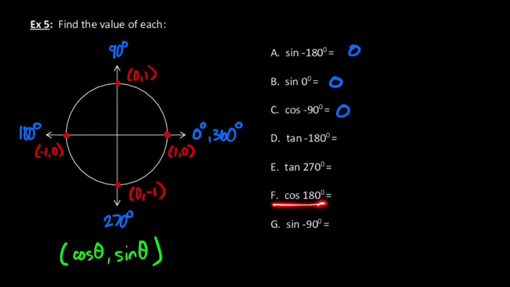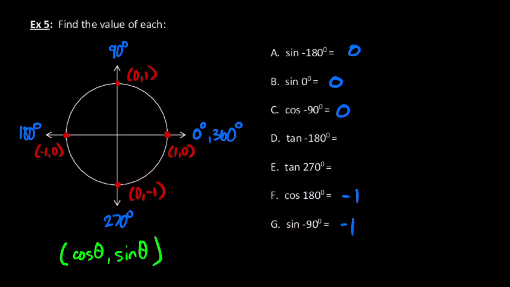So let's skip down to this one. Cosine of 180. Find 180. Oops, sorry. 180 is right here. What's the coordinate for 180? Negative 1, 0. I want cosine. Cosine is the x coordinate at 180, so that's negative 1. Cosine of 180 is negative 1. Sine of negative 90. So we already talked, negative 90 is right here. There's my coordinate. I want sine. Sine is the y value. There's the y value, negative 1.